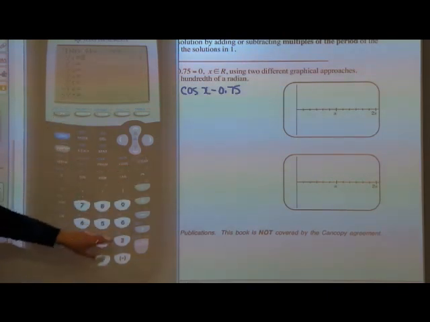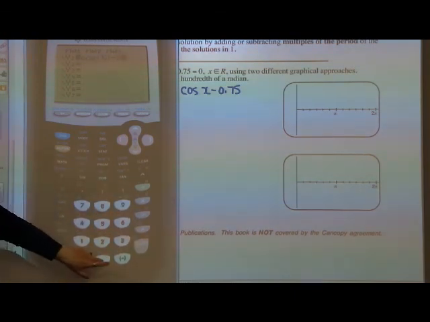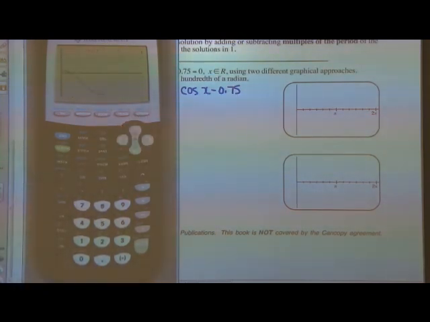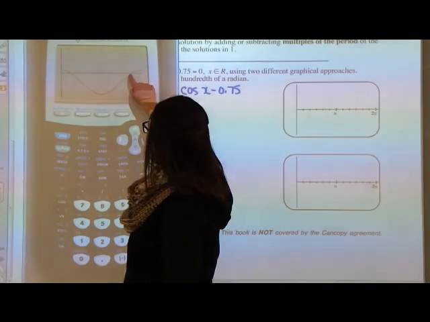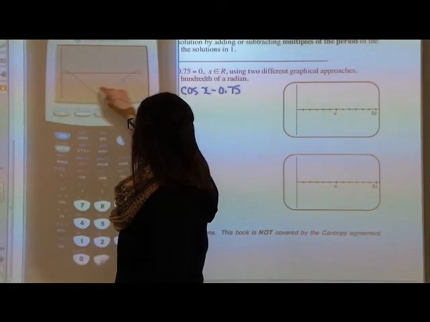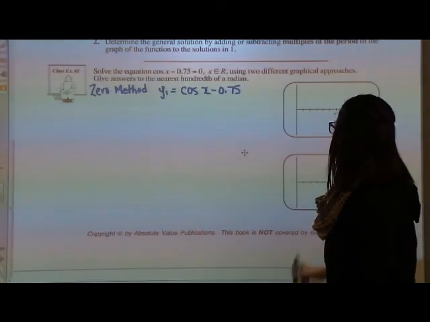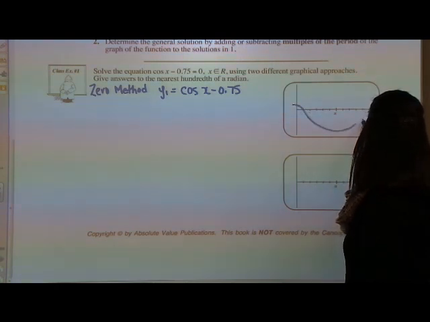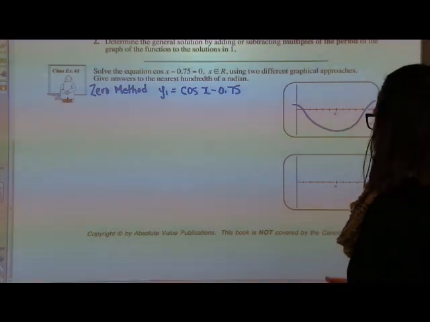Y equals cos x minus 0.75, and there's my graph. So if I sketch what this graph looks like, it appears that it cuts through right after the first tick mark and kind of right before the second last tick mark. So something like that, and then I find out what those 2 zero values are.